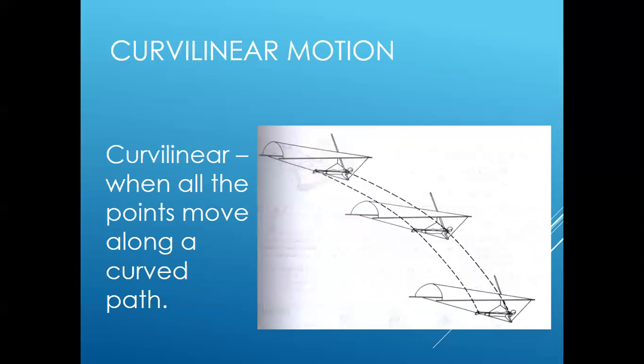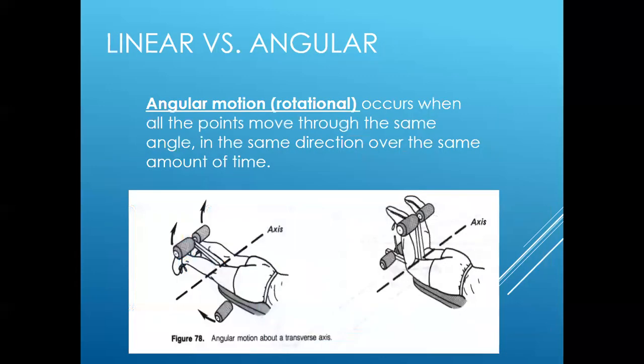Okay. So when the path of any part of the body can be drawn over time as a curved line, it's curvilinear. If it's a straight line, it's rectilinear. Now, the other type of motion is angular. So angular motion is when all the points move through the same angle in the same direction over the same amount of time, but different points are going to cover a different amount of distance.